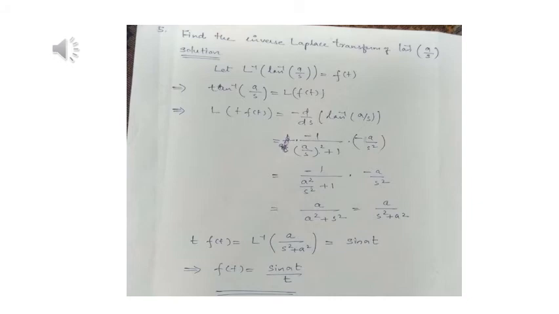So what is a by s square plus a square? When we take L inverse, the answer will be sin at. So t into f of t is equal to sin at. So f of t is equal to sin at by t.